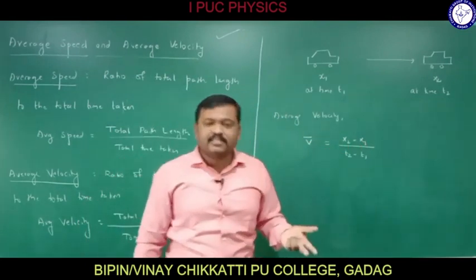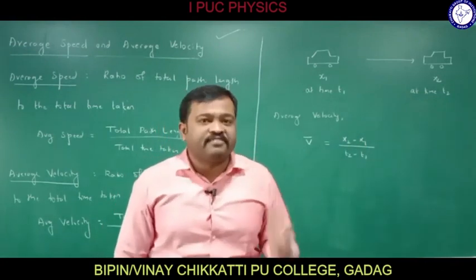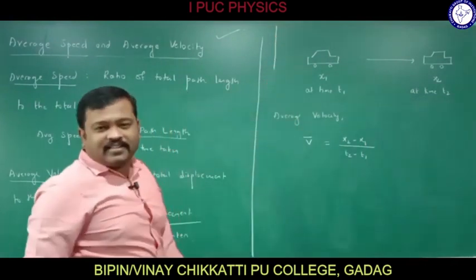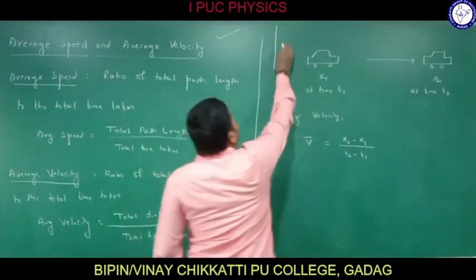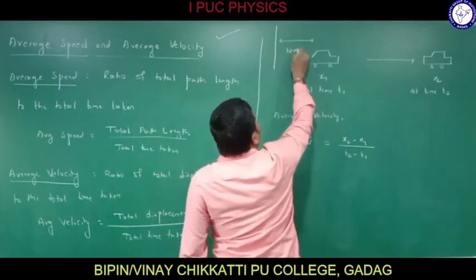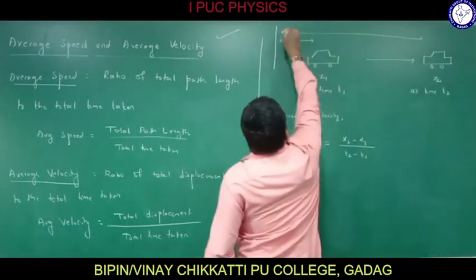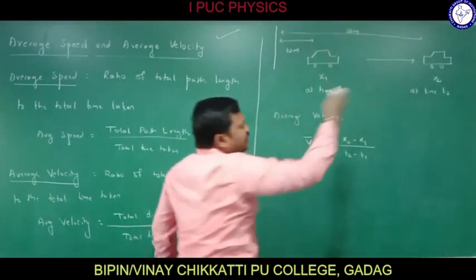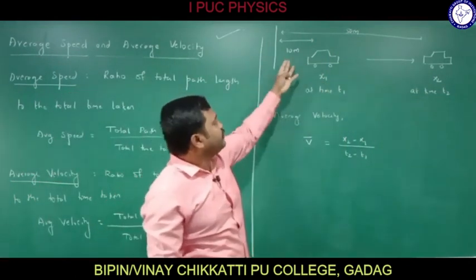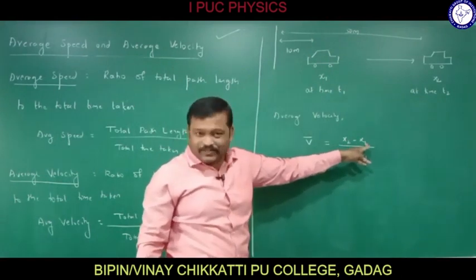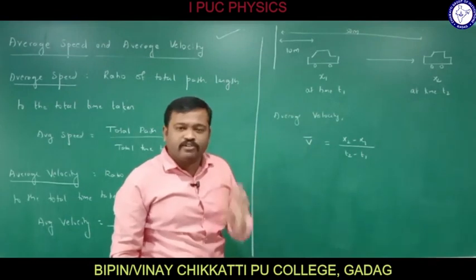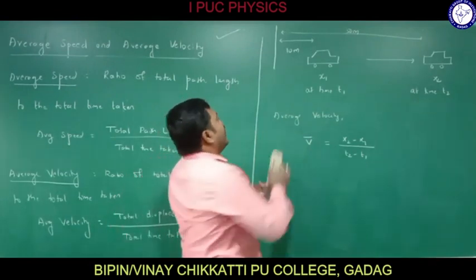Do remember, how did I take this x2 minus x1? Distances are always measured from a reference point. If there is a pole here and that is the reference point, and this distance is about 10 meters and this distance is about 50 meters, then the distance traveled by the car is 40 meters. How did you get that? 50 minus 10. That is what I have written, x2 minus x1. This is x2 and this is x1. Distances are always measured from the reference point.